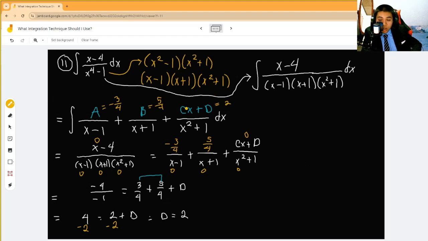Now computing for c, we can actually use any value we want, but we will use the next best value. We used negative 1, we used 1, and then we used 0. So we can let x be 2 this time. And for this one, let's use another method where we can make this a single line. If you get what I'm talking about, we can erase this.